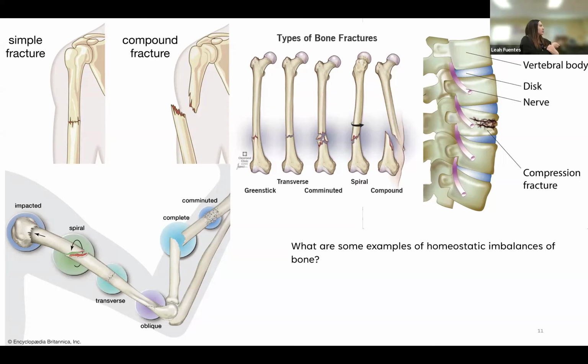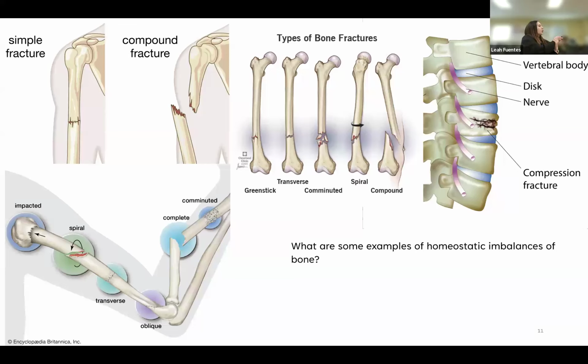So simple fracture, right? The bone is broken, but it's not protruding the skin like a compound fracture. So again, simple, bone breaks cleanly. Compound, the ends of the bones protrude through soft tissues and the skin. This can create an infection.